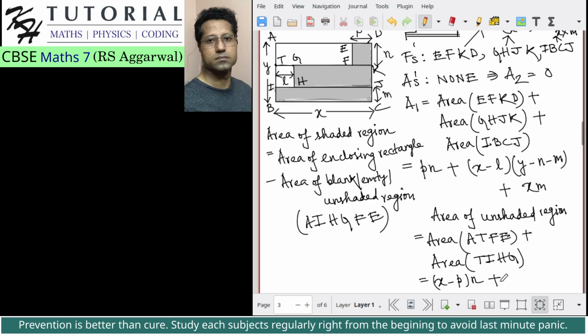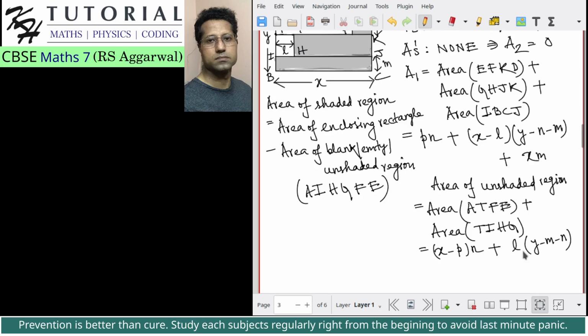What is the area of rectangle TIHG? It will be L multiplied by the width. IH is one side, and the other side will be y minus m minus n, which is equal to GH. So this is the area. So as you can see, for the unshaded region, we used two rectangles to find its area.